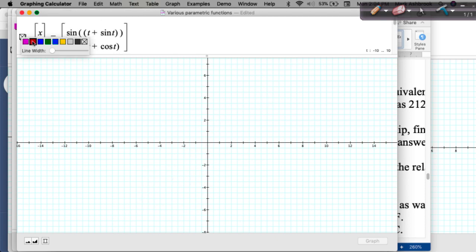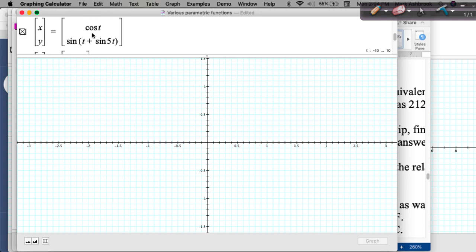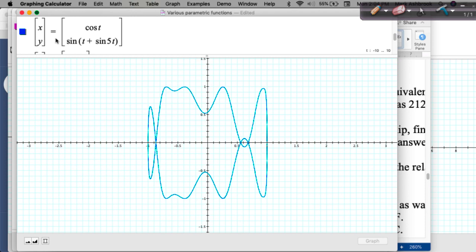This one. There's one also involving sine and cosine that's periodic, so as t keeps increasing, you just keep going around this loop. Here's another function: cosine t and sine of t plus sine 5t. All right, so the days of the vertical line test are not over, but you have to consider now that any graph in the xy plane could truly be a function if you think of it as a parametric function.